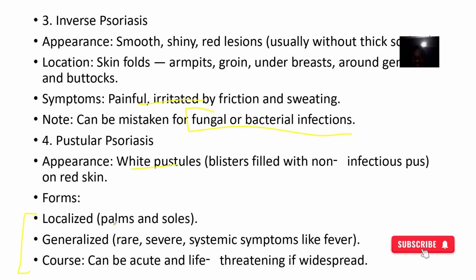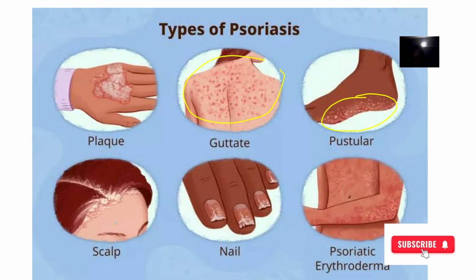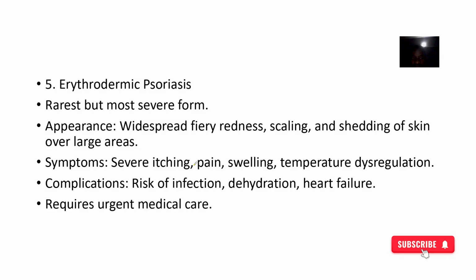Okay. Then erythrodermic psoriasis. Erythroderma. Okay. So erythrodermic psoriasis simply means there's a widespread fiery redness, scaling and shedding of the skin over large areas. So there's a lot of itching, a lot of pain, a lot of swelling, and temperature dysregulation. So it could appear on the whole body, and there's risk of infections, risk of dehydration, and also heart failure.